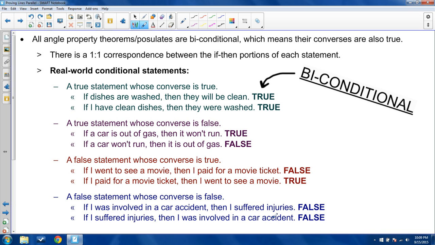I could have banged my knee on a table. I suffer an injury there. Doesn't mean I have to be in a car accident. So the only biconditional one is the first one, this particular case. By one-to-one, it means that there's nothing which makes it false when I switch it.